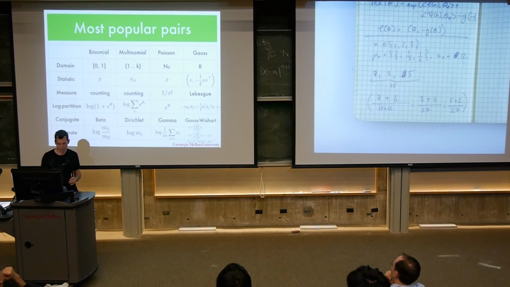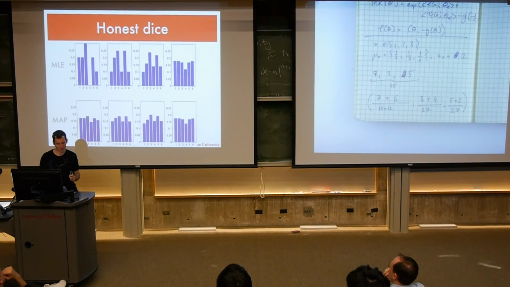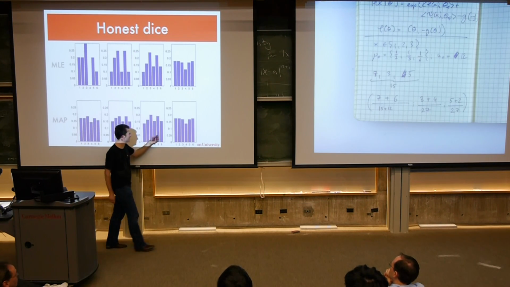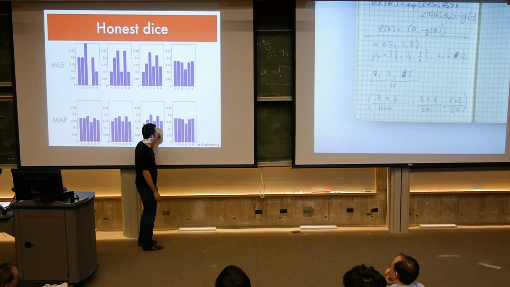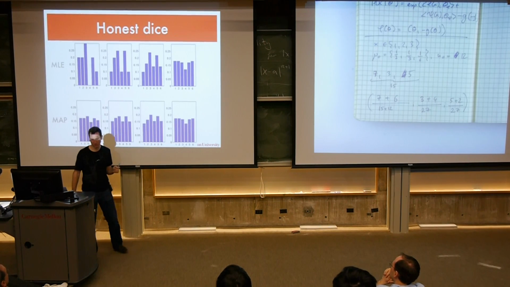Let me show you, based on an example, what happens. If I have an honest dice, the maximum likelihood estimate tends to be rather on the paranoid side, right? And MAP is actually pretty good. As I get more observations, you can see it smoothes fairly well. Maybe I should have smoothed even further.